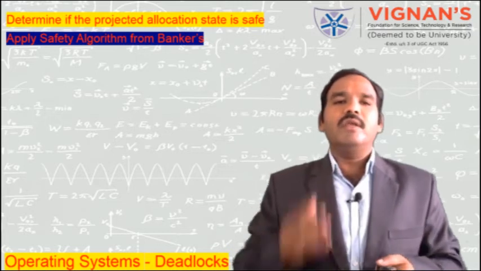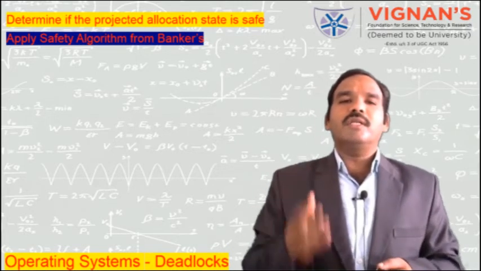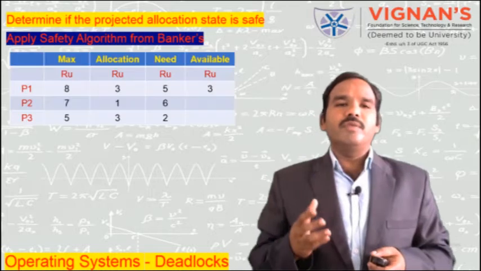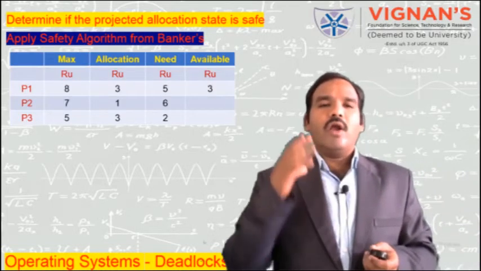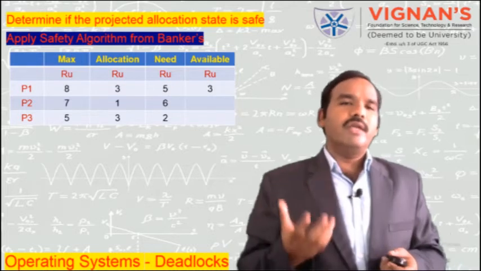What is the first question? Determine if the projected allocation state is safe. Simply apply the safety algorithm from Banker's. Here, according to the given data, we have created a table.